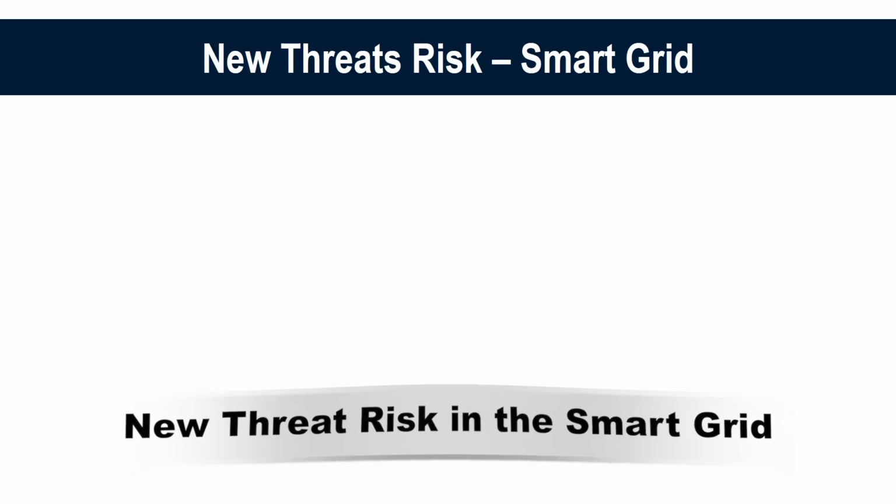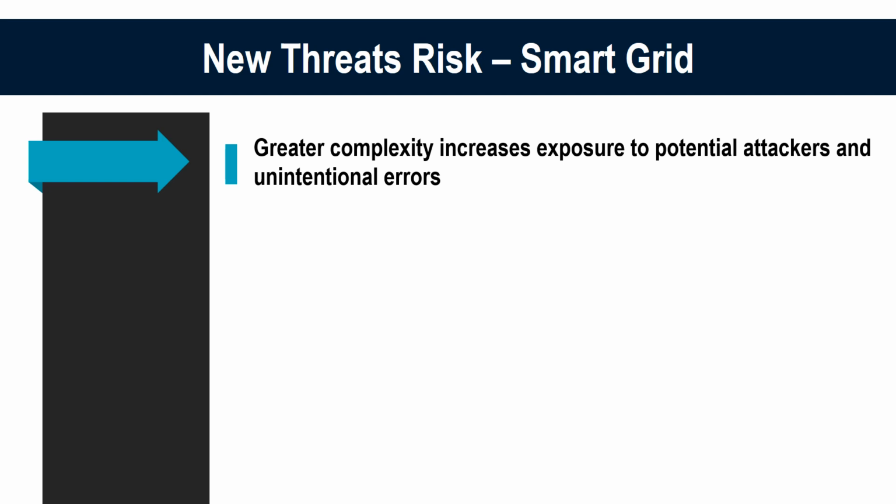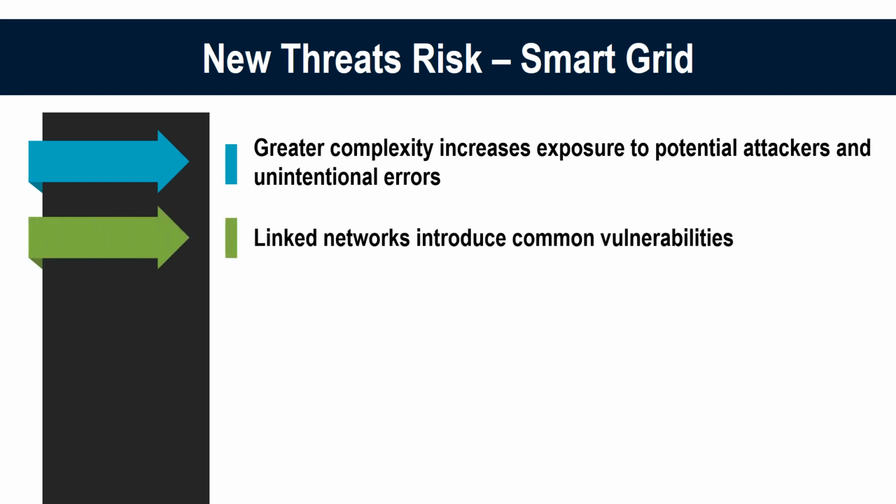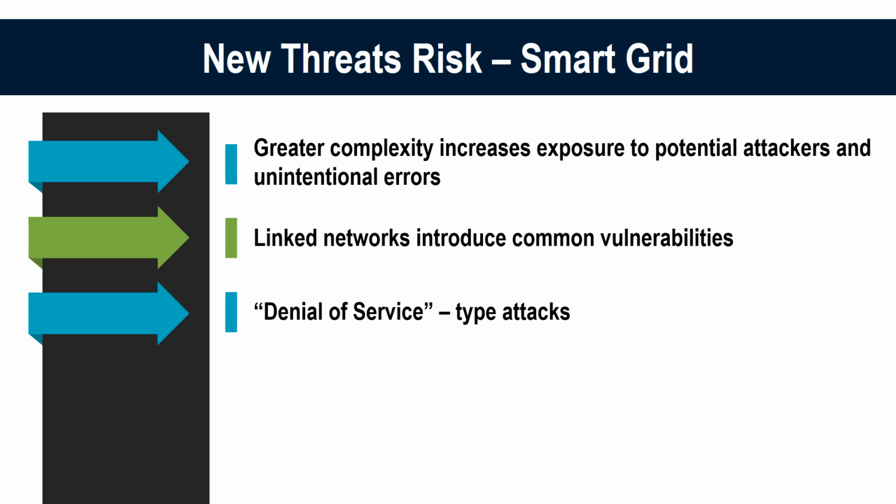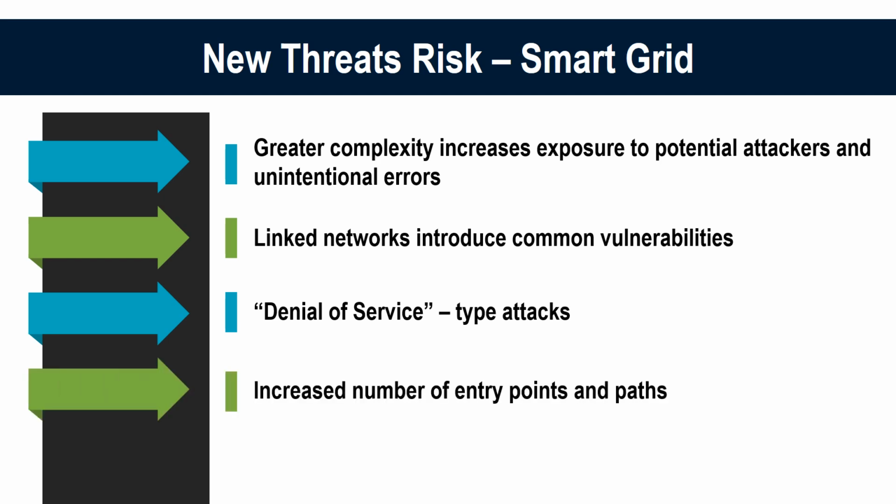So the first topic we are going to see is new threat risk in the smart grid. The complex infrastructure and the network which is integrated with the smart grid provide potential attackers, and unintentional errors can happen, which can bring the infrastructure down. The networks are linked, which introduces common vulnerabilities. There could be denial of service types of attacks. There could be data injection types of attacks. Increased number of entry points: there are multiple interface points which will be opened up and become entry points for all these security issues.